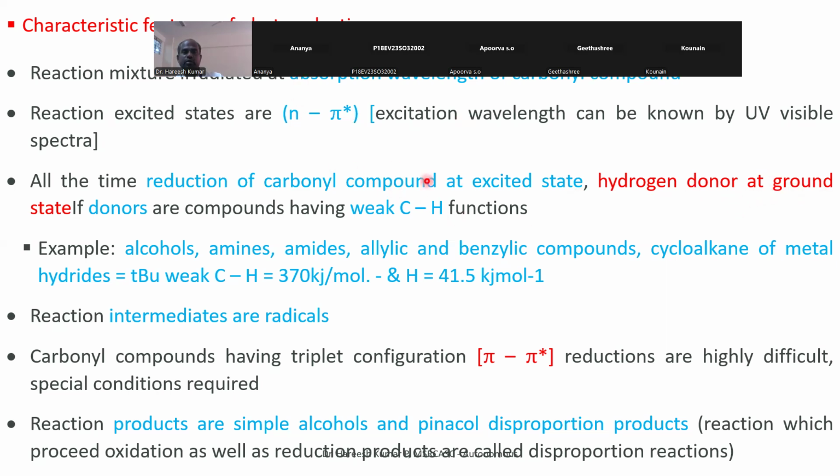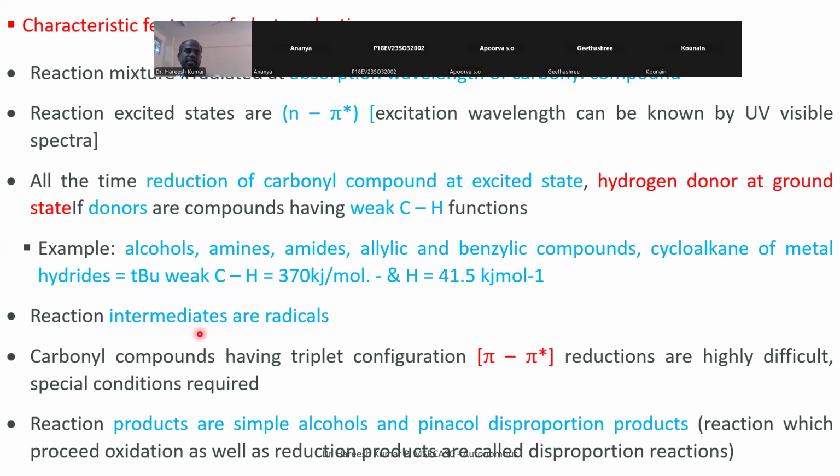In this case, benzophenone will be in the excited state, and the alcohol, isopropanol, is the hydrogen donor at the ground state. The hydrogen donor should have a weak CH group. For example, what are the hydrogen donors? Alcohols, amines, amides, allylic compounds or benzylic compounds, cycloalkanes, and metal hydrides can also act as hydrogen donors. Tertiary butyl compounds containing a weak CH bond can act as hydrogen donors.